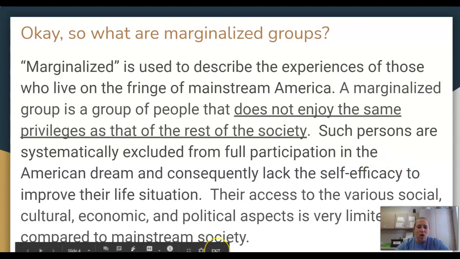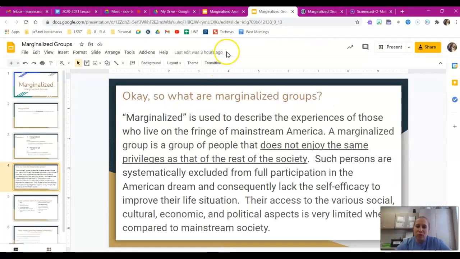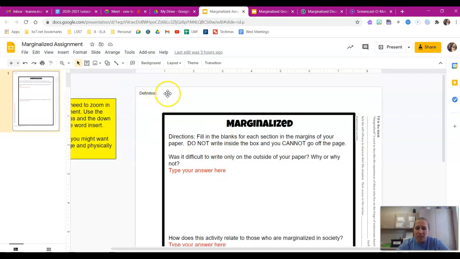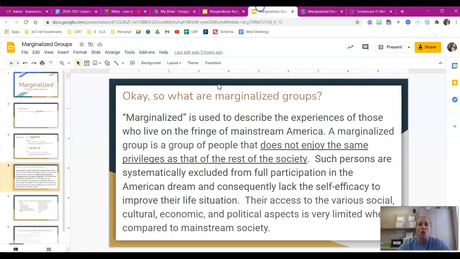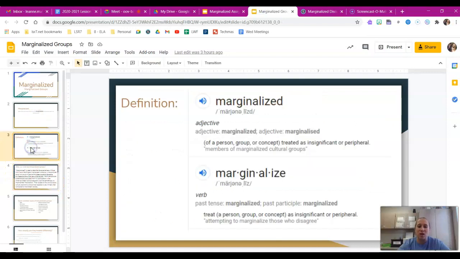Before we go too much further, I want to jump over to our assignment. Up here at the top, it said to record your definition. So I want you to type here the definition of the word marginalized. Go back to that first part here and feel free to pause, but I want you to write down that definition of marginalized.